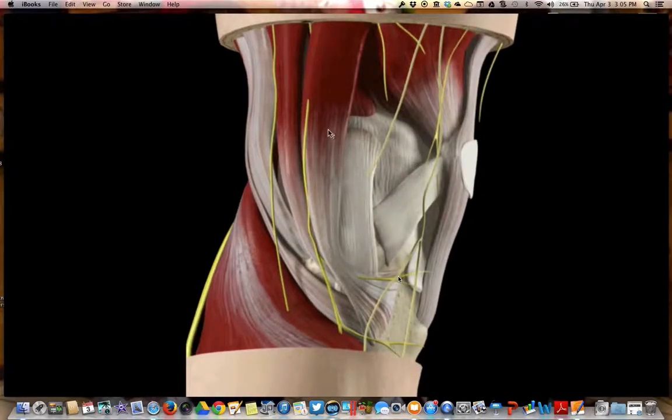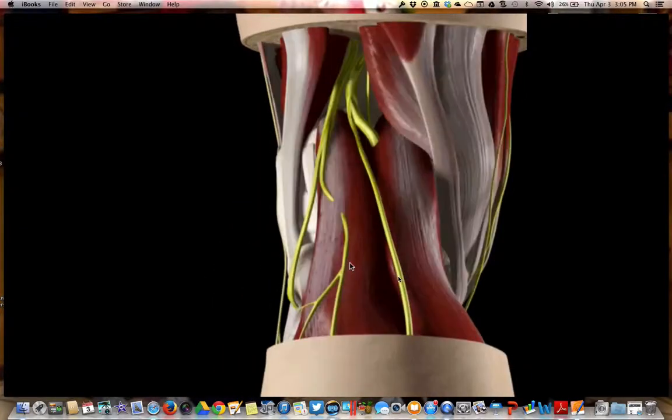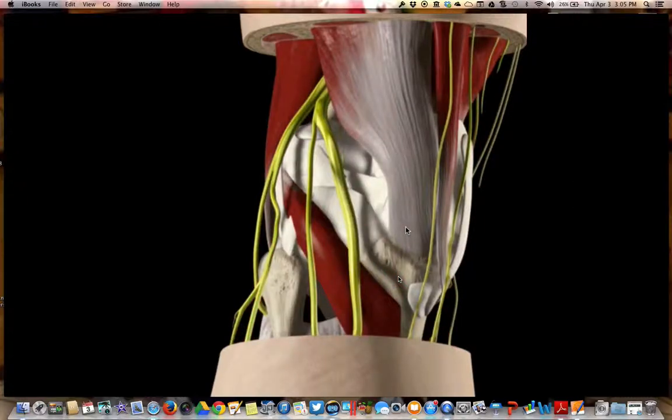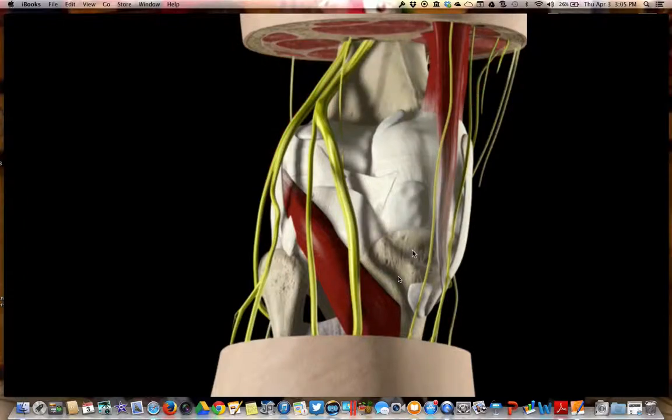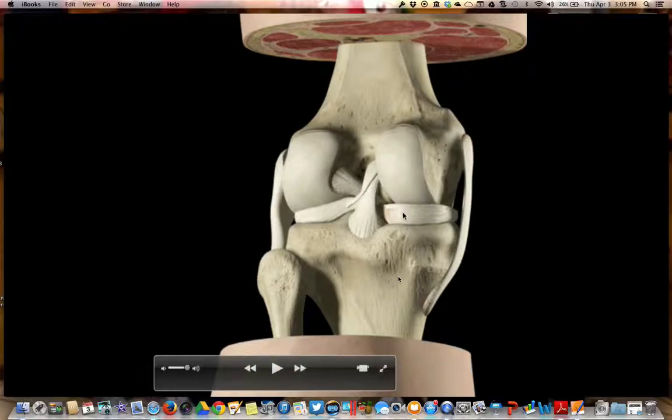Just anteriorly, we have, again, the sartorius and the gracilis as well coming down to form the pes bursa. As we remove some layers, we'll get a better look at the semimembranosus and its attachment into the tibia, and the posterior medial cartilage, articular, and the menisci, as well as the MCL.